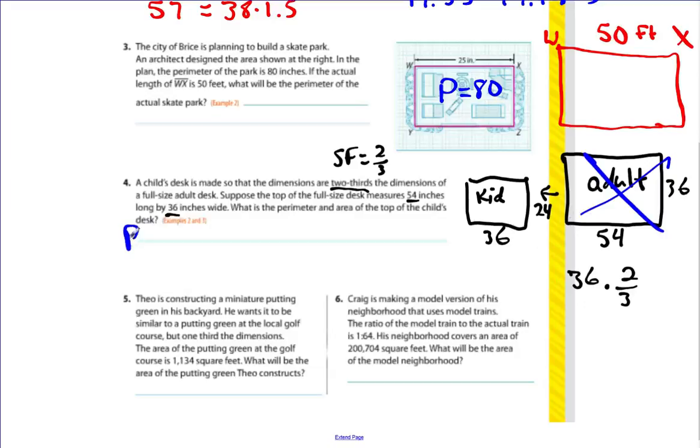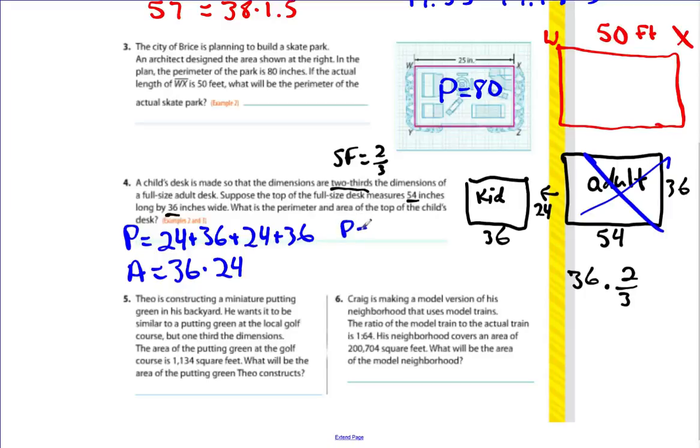So perimeter would be 24 plus 36 plus 24 plus 36, whatever that works out to. And then area, since it's a rectangle, just base times height, is just 36 times 24. So you throw that in your calculator, you get your answers. But you do need both answers. So perimeter equals some number of inches, and area equals some number of inches squared. Okay?